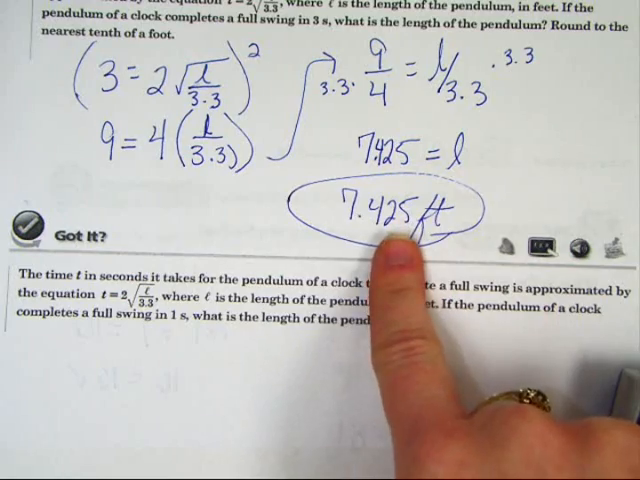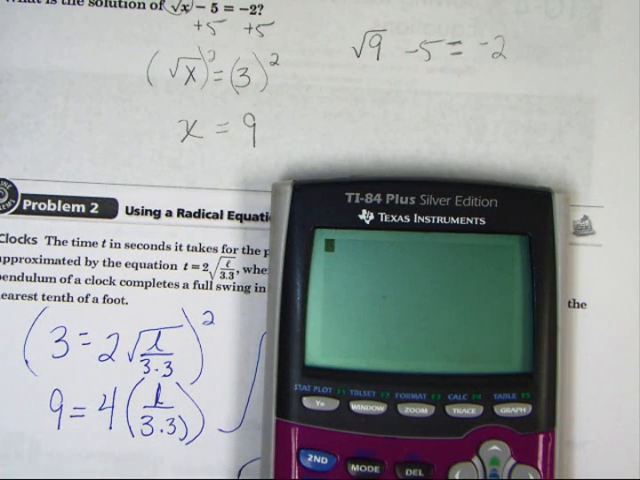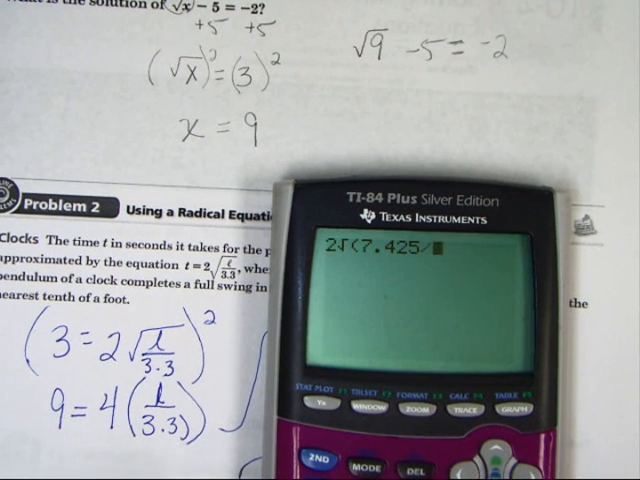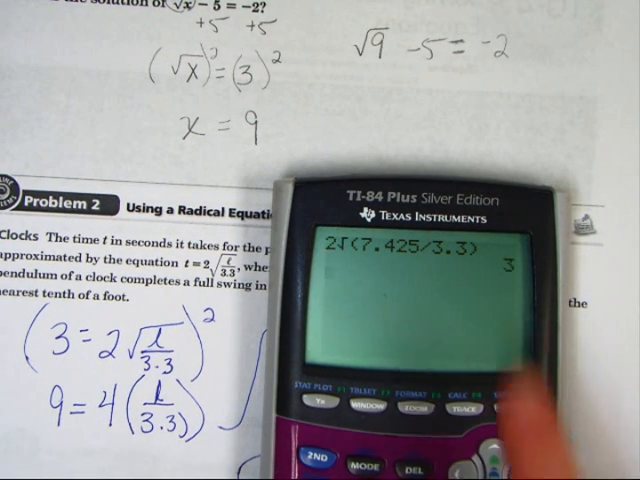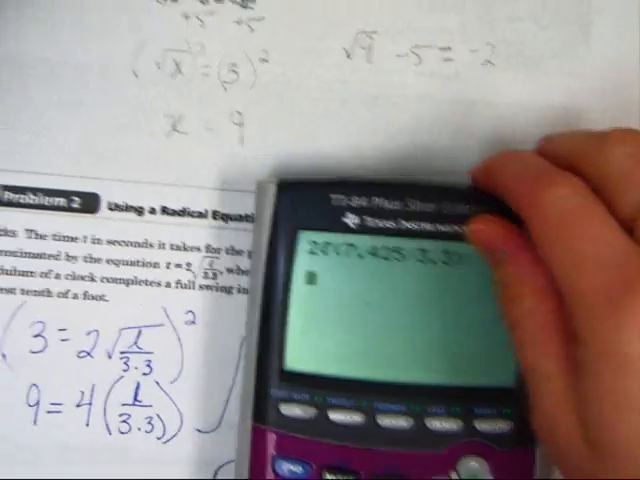If you want to take this number and plug it back in, I'm going to show you how it works. So you see my equation, I have the calculator next to it. If I were to do 2 times the square root of the answer I got divided by 3.3. See how the answer becomes 3? That's because it should take 3 seconds.